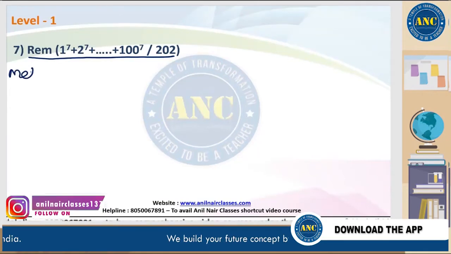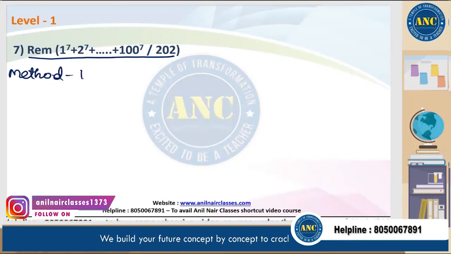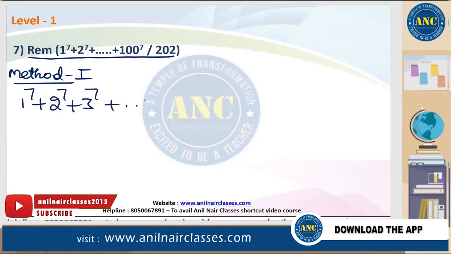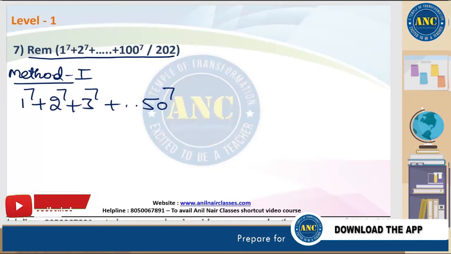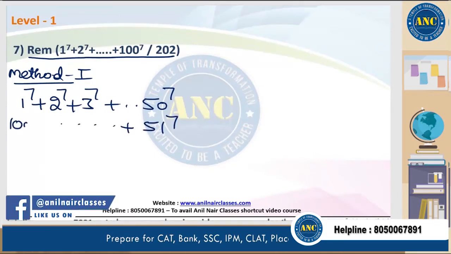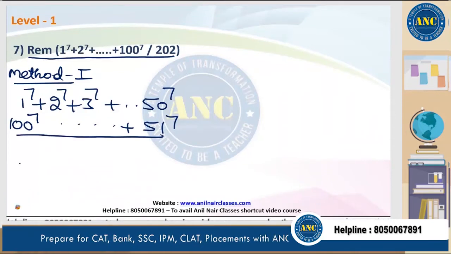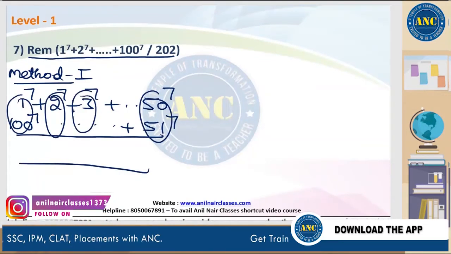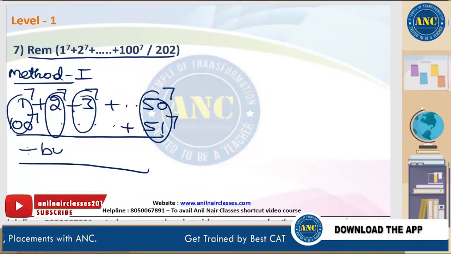Method 1. You can write it like this: 1 power 7, 2 power 7, 3 power 7 and so on up to 50 power 7, 51 power 7 and so on up to 100 power 7. The sums of the paired bases are nothing but 101, 101, 101, 101. All are divisible by 101.